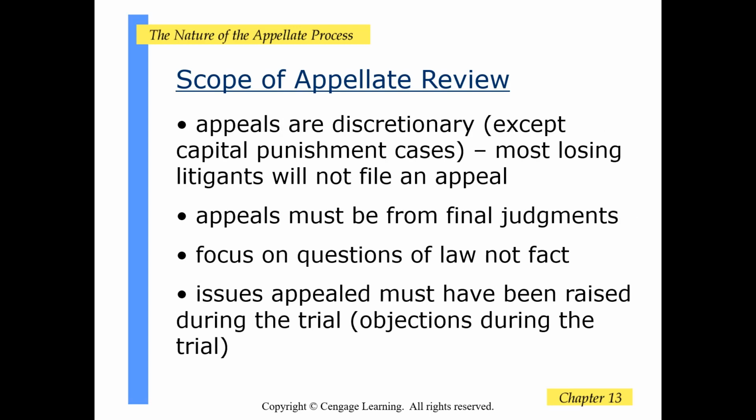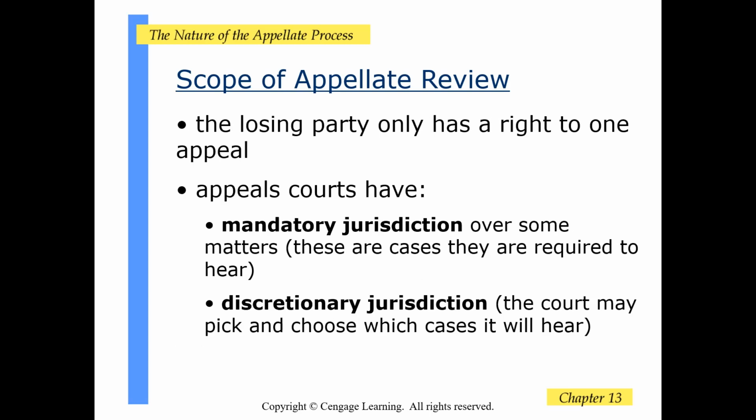Appeals are discretionary, except for capital punishment cases. Most losing litigants will not file an appeal. Appeals must be from final judgments, focus on questions of law, not fact, and issues appealed must have been raised during the trial, such as objections during a trial. The losing party only has a right to one appeal. Appeal courts have mandatory jurisdiction over some matters and discretionary jurisdiction over other matters.